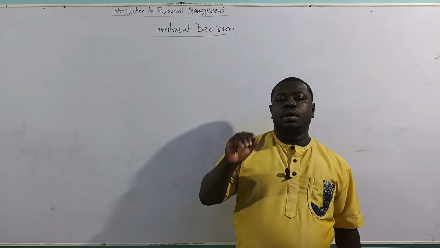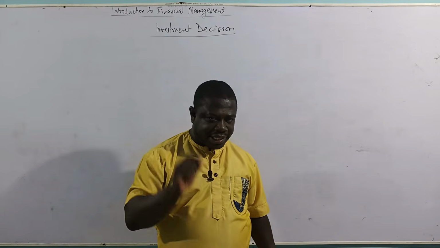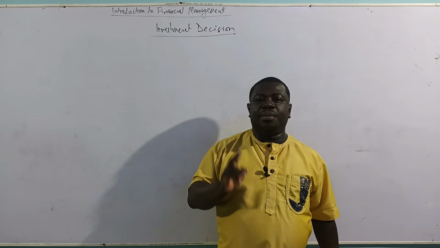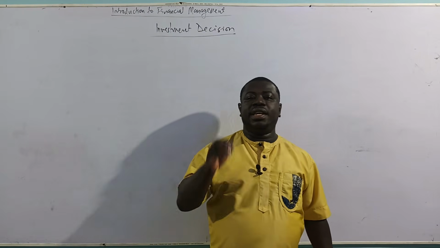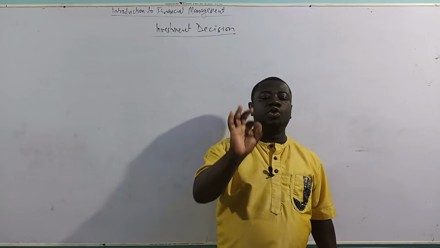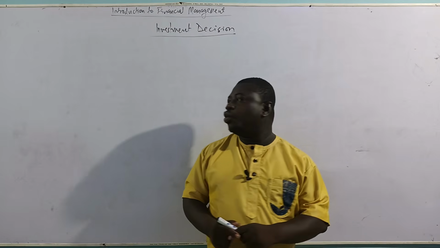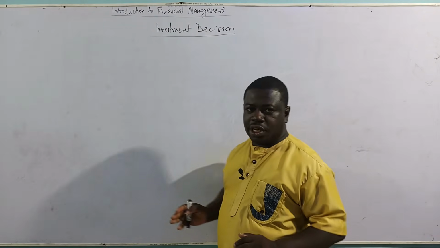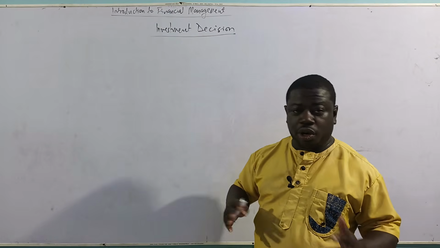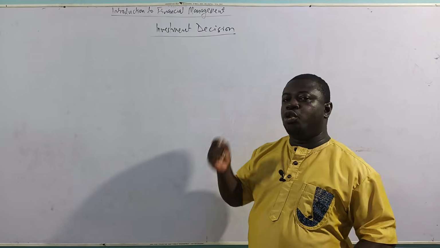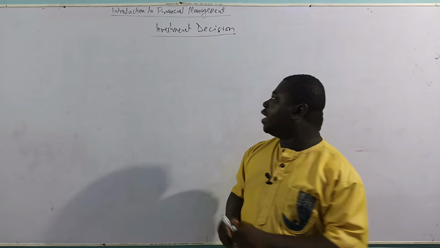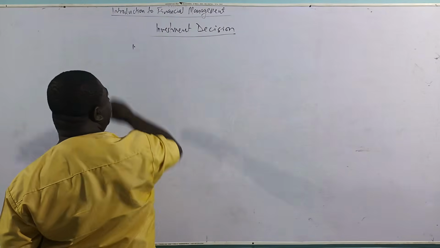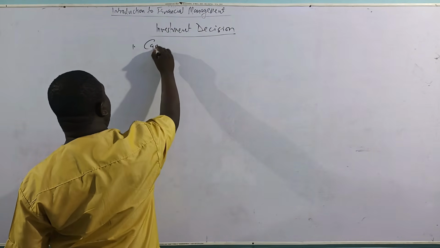Now, in making an investment decision, the financial manager can invest in one of these three areas. There are three key areas where you can do your investment. So it's either you are investing in one of these, or you can even invest in more than one, or even all the three. And the first one is that the financial manager can decide to invest in capital assets.